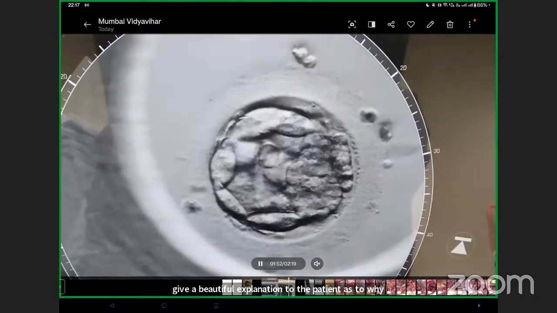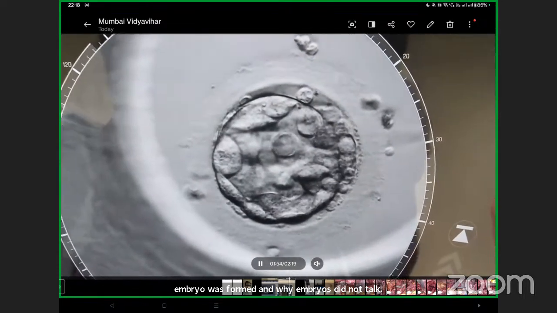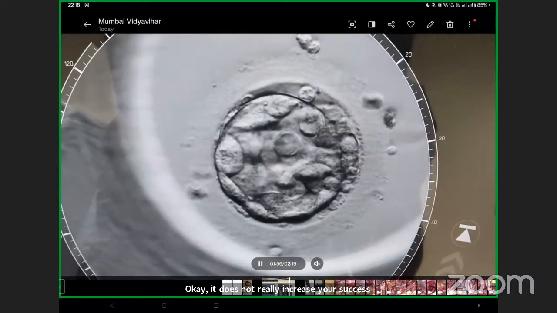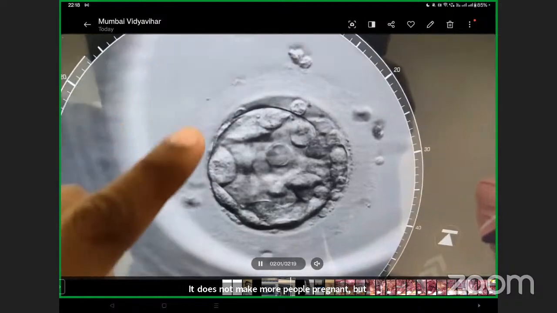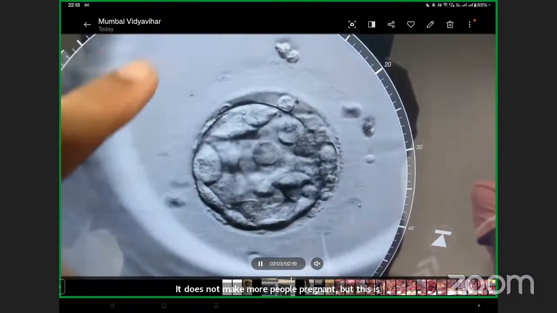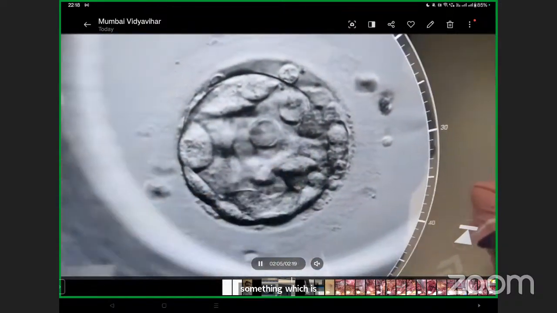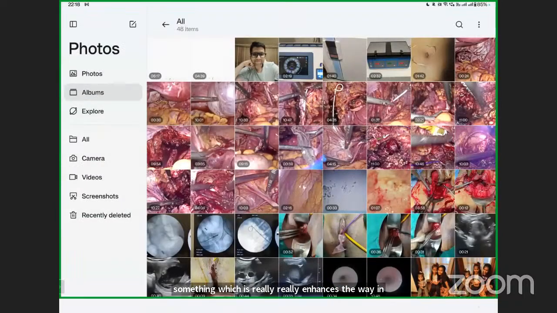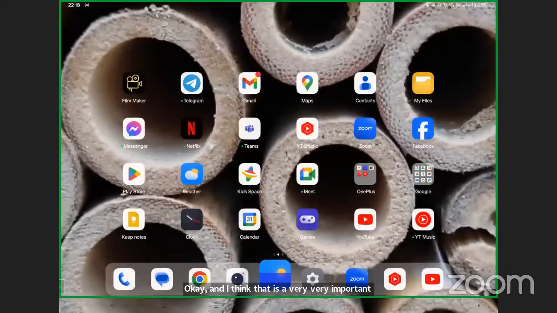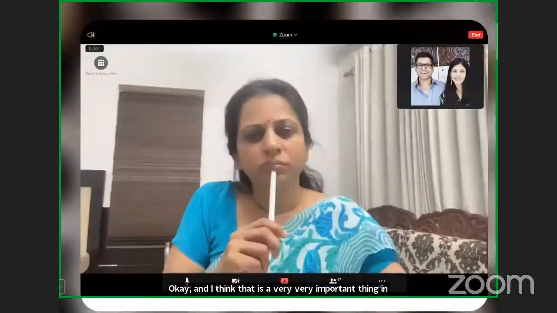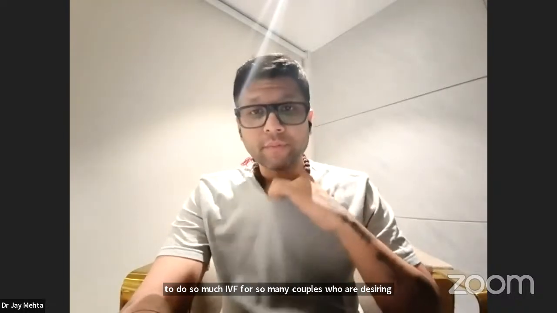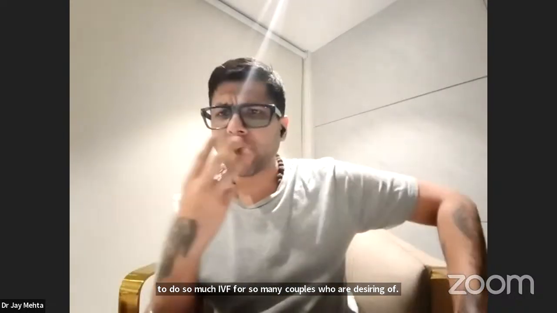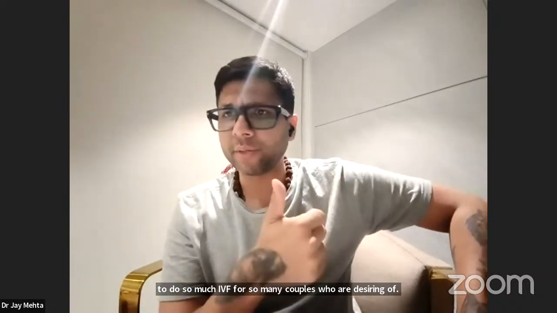Okay. It does not really increase your success rates. It does not make more people pregnant, but this is something which really, really enhances the patient experience of a particular IVF center. Okay, and I think that is a very, very important thing in today's time and age, especially when we have to do so much IVF for so many couples who are desiring of self cycles. Okay, so these are the three predominant things as clinicians you need to know.